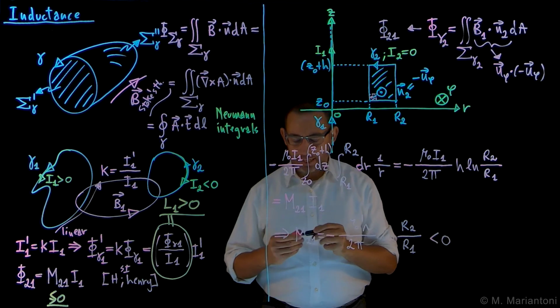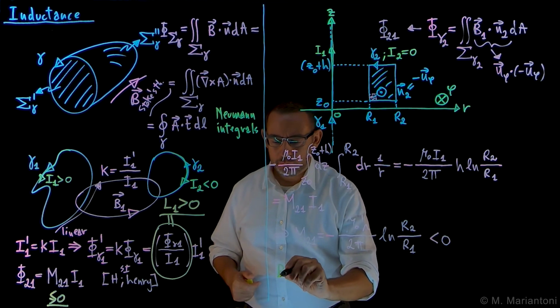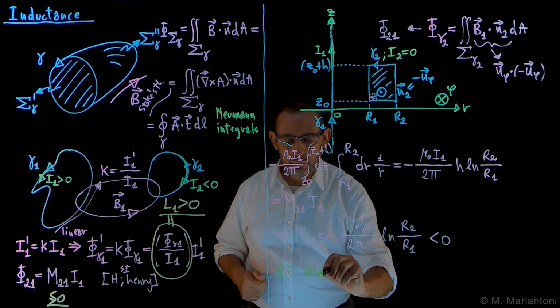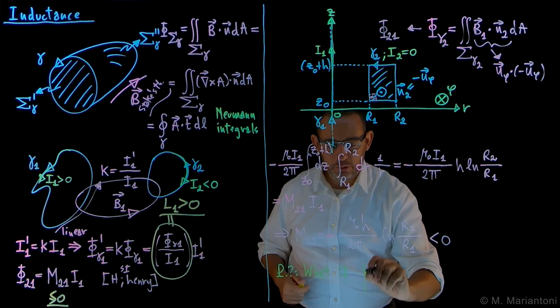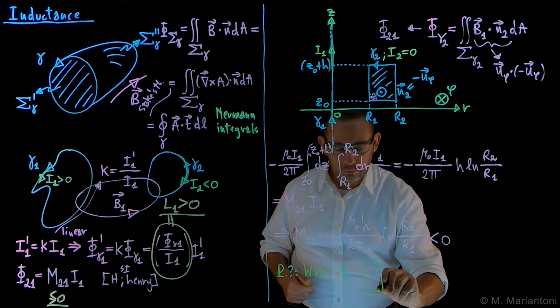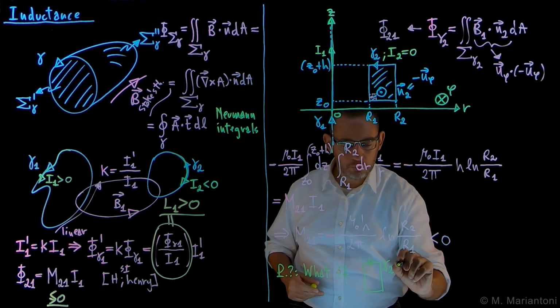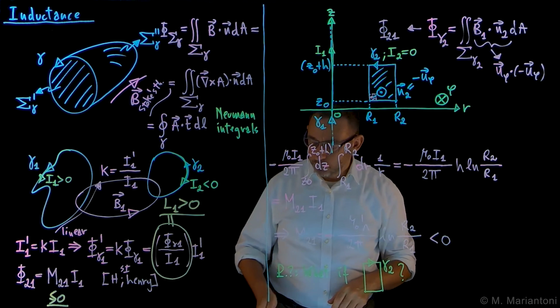Mutual inductance can be negative. What happens, question for Piazza, what if gamma 2 was oriented the other way around? In this fashion. What would be the case for M21 in that scenario?